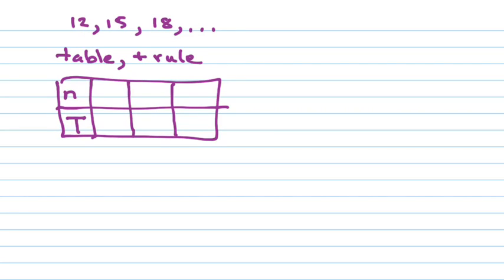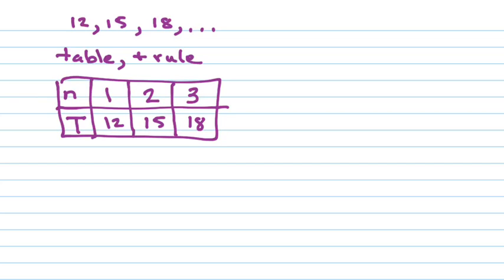So I need to fill in my n's. So what is n always going to be? There you go. Just 1, 2, 3. First number, second number, third number in the term. Good job. I need now to fill in my t's. So what am I going to put in the bottom row? 12, 15, 18. There you go.